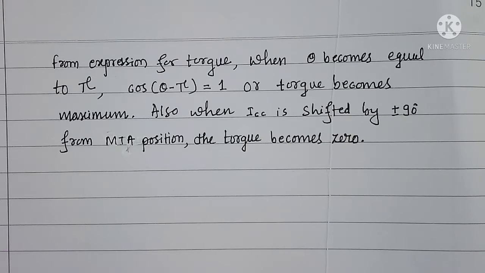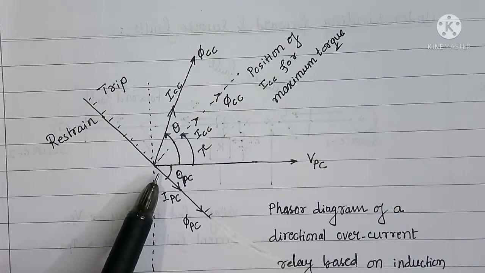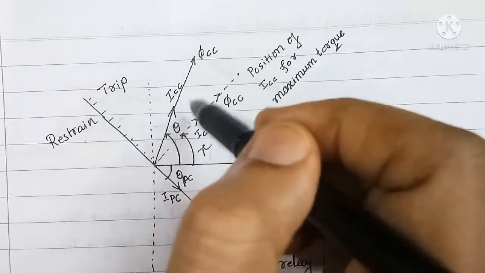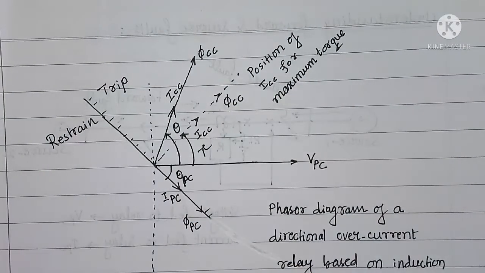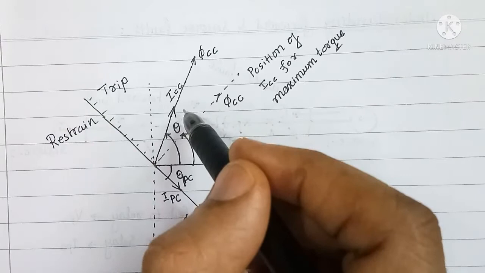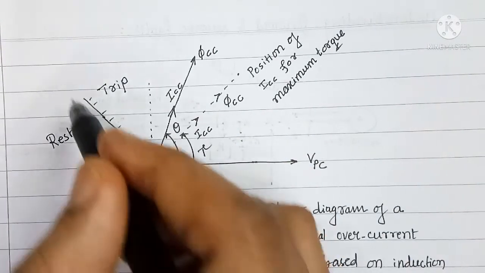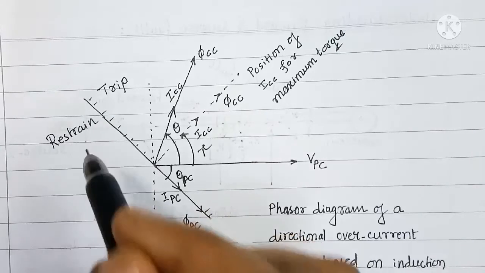Therefore, plus or minus 90 degree line from MTA gives us a boundary line. That is, the straight line shown here at 90 degree to this MTA position has to its right the trip region and to its left restrain region, because along this line the torque is equal to 0. Above this line or to the right of the line, torque is positive, and to the left of this line, the torque is negative. That is why it is called as restraining region.